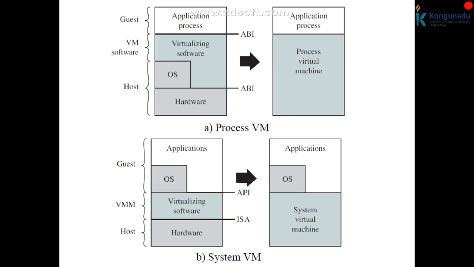Next, the system virtual machine. In a system virtual machine, the virtualizing system translates the ISA used by one hardware platform to another hardware platform. This is the architecture for system virtual machines.